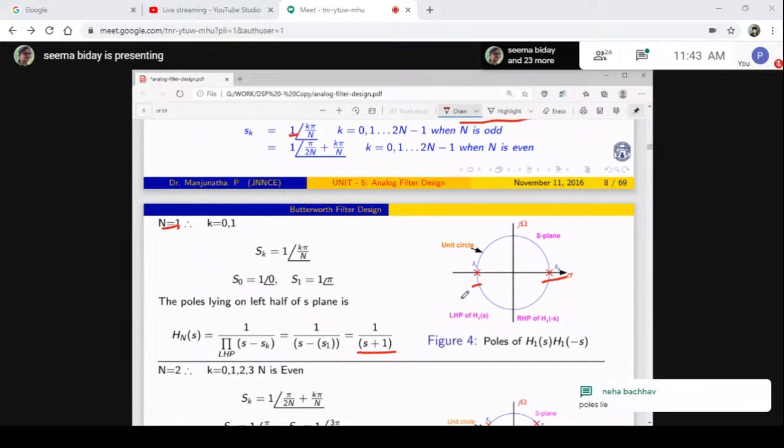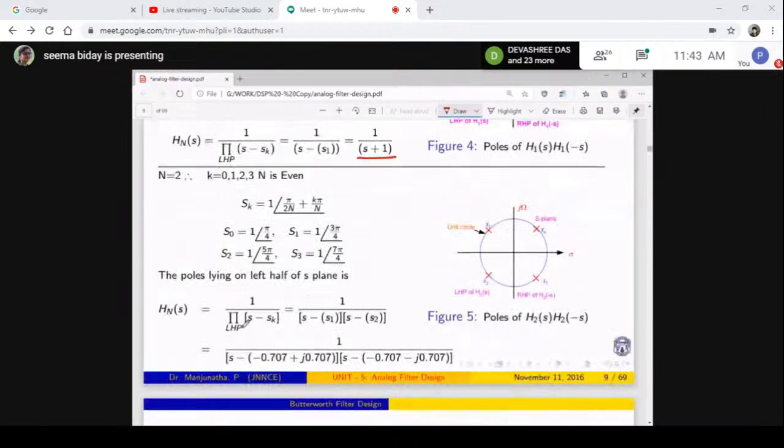Because the filter is stable. Yes, the filter is stable, Neha. For the stable filter, we will always consider these poles. We are not looking at the right half of the plane. Is it okay? So now, if n is even, n equal to 2, similarly you can find out.